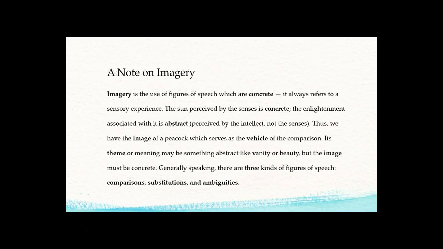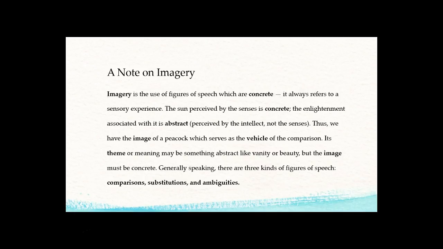I want to make a quick note on imagery here. This is one of those figures of speech which are concrete, okay? It always has to refer to a sensory experience. So the sun perceived by the senses is concrete, the warmth on our face. The enlightenment associated with it is abstract. Now that's perceived by the intellect, it's not the senses. So we can have the image of a peacock, which serves as the vehicle of comparison. Its theme or meaning may be something abstract like vanity or beauty, but the image still has to be concrete.